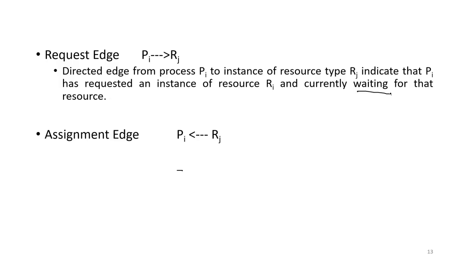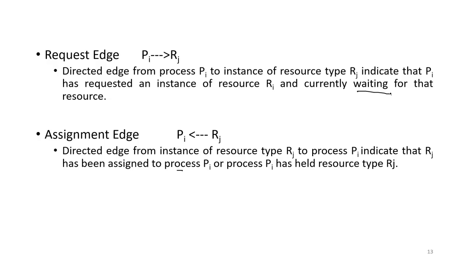Then the second edge is the assignment edge. It is a directed edge from an instance of resource type Rj to process Pi, which indicates that Rj has been assigned to process Pi, or process Pi is holding resource type Rj. So this is known as the assignment edge or the resource allocation edge, meaning resource Rj has been allocated to process Pi.